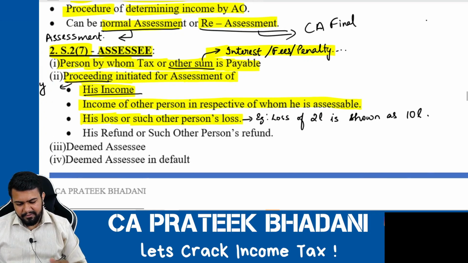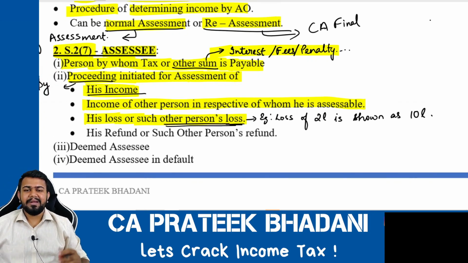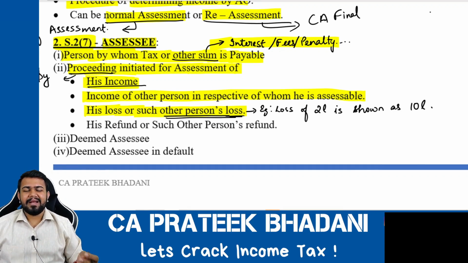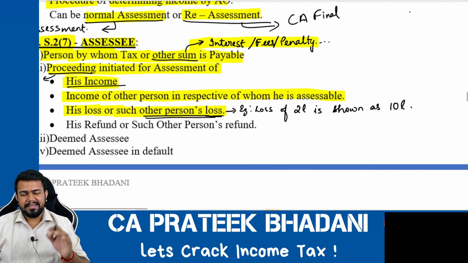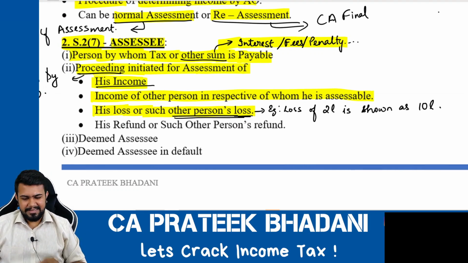And for such other person also. For example, if I am having a son, let us just imagine that I am having a son, and that son is showing a loss. Now the department can't go after my son because he would be 18 years or less of age, and that is why they will come after me. Less than 18 years of age, that is why they'll come after me. In such case, I will become an assessee.